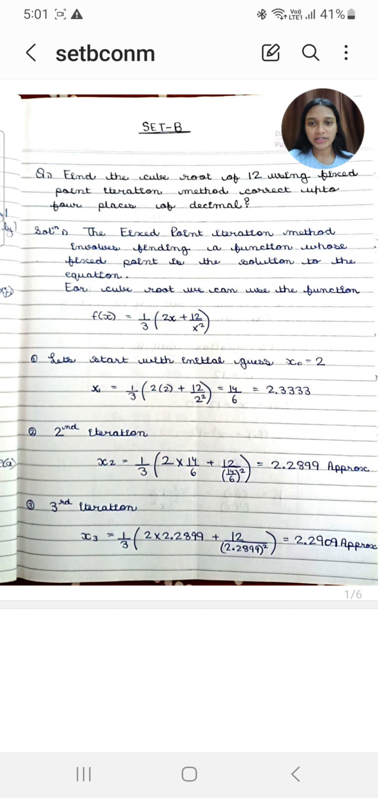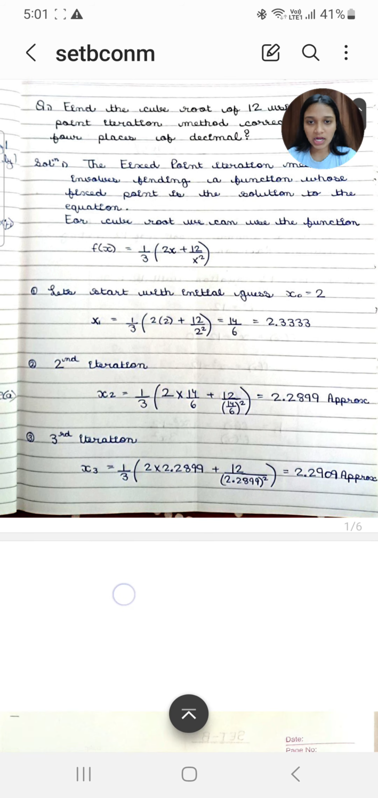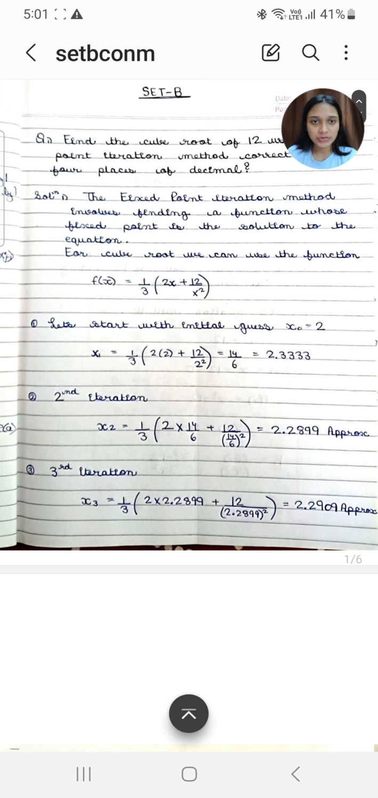The fixed point iteration method involves finding a function whose fixed point is the solution to the equation. For cube root, we can use the function f(x) = 1/3 (2x + 12/x²). So let's start with the first iteration. We will take x0 as 2 because the cube root of 2 would be clearly the closest to 12. So we are taking x0 as 2.